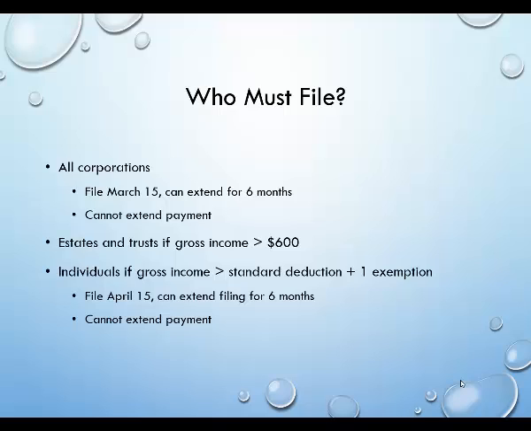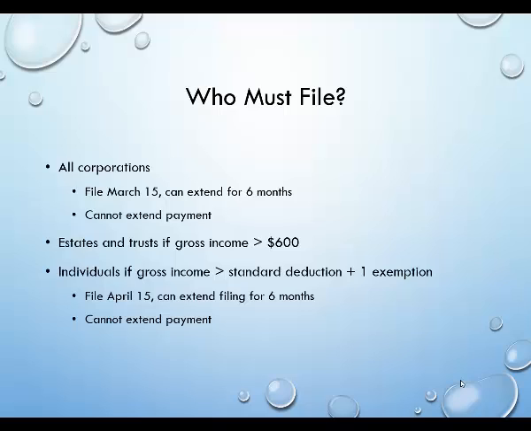So if your individual gross income, a term we'll define in Chapter 4, is more than the standard deduction of about $6,000 and an exemption of about $4,000, you have to file a tax return. That is, we want to see tax returns from everyone who makes something just under $10,000 or more.